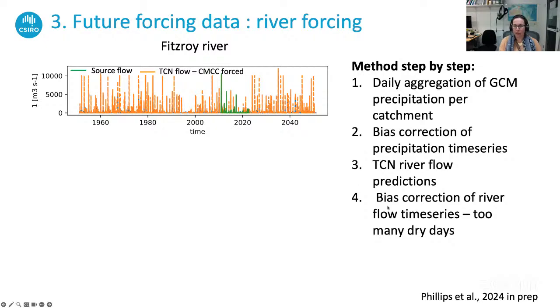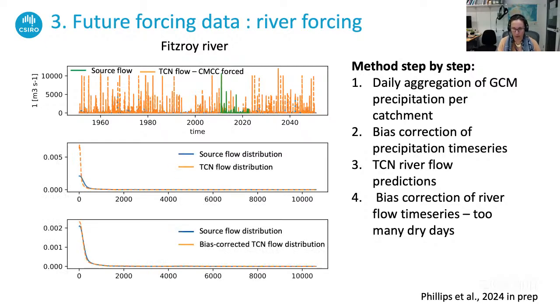Again, once we got that, we had a fourth step, which was doing a bias correction of the river flow time series again. We did that because you can compare the distribution during the historical period with what you get with the machine learning. And what we found is that in the distribution, we had too many dry days in that time series. So we readjusted it so it fit the distribution during the historical period better.